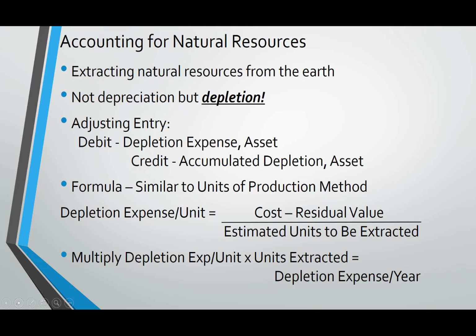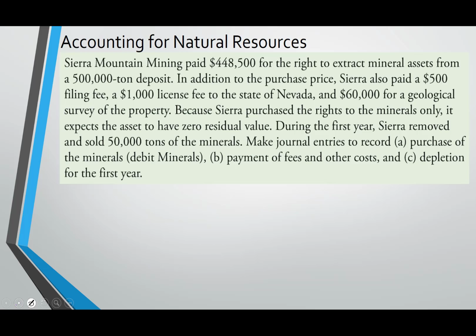So it says here in this problem, Sierra Mountain Mining paid $448,500 for the rights to extract mineral assets from a 500,000 ton deposit. In addition to the purchase price, Sierra also paid a $500 filing fee, a $1,000 license fee to the state of Nevada, and a $60,000 amount for a geological survey of the property. Because Sierra purchased the rights to the minerals only, it expects the asset to have zero residual value. During the first year, Sierra removed and sold 50,000 tons of the minerals. Make journal entries to record A, the purchase of the minerals, where we're going to use minerals as an asset account, B, payment of fees and other costs, and C, depletion for the first year.